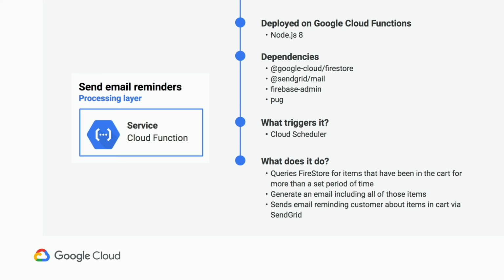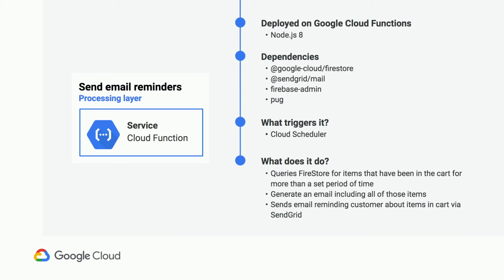What we are deploying to production for Cloud Functions is essentially a piece of code developed with Node.js. We use some dependencies such as Google Cloud Firestore, SendGrid for sending email, Firebase Admin for authentication, and Pug for templating. As mentioned previously, these Cloud Functions are triggered whenever events are emitted by Cloud Scheduler, our managed cron offering.